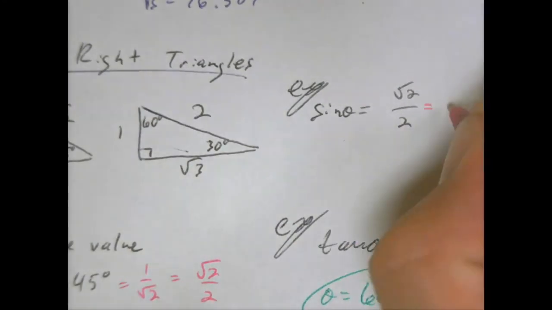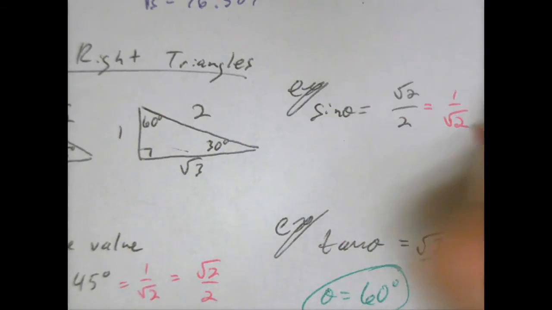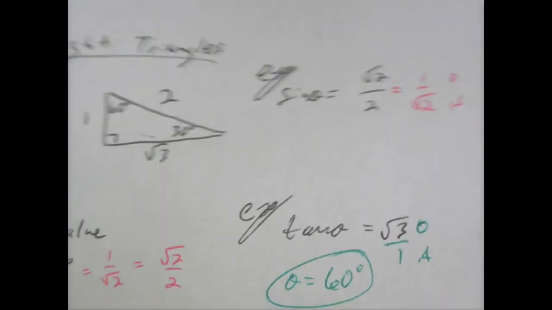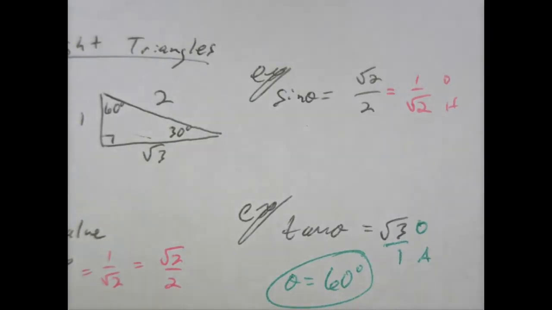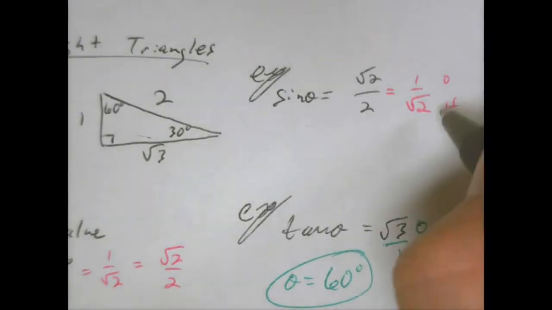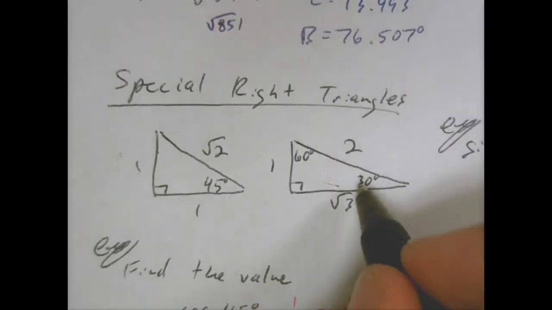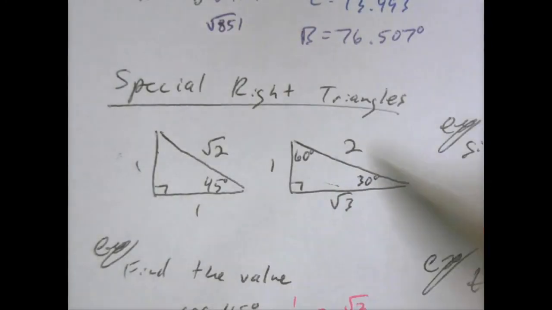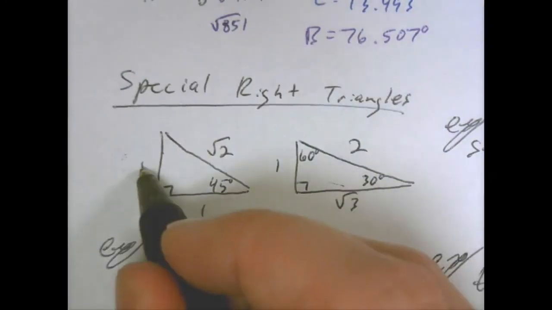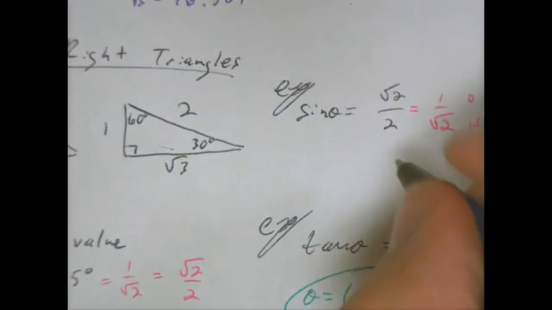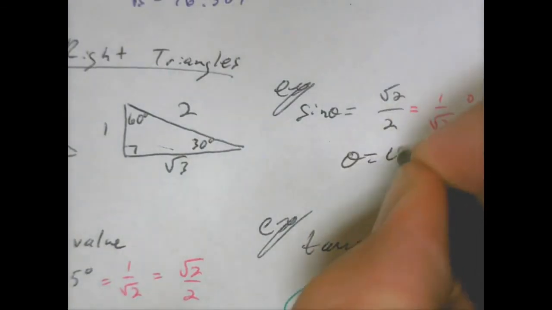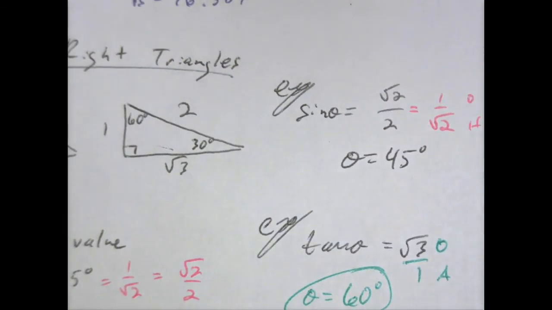So this one was probably rationalized, so it probably came from 1 over square root 2, which means this is your opposite side and that's your hypotenuse, since we are dealing with sine. So for my opposite side to be 1 and my hypotenuse to be square root 2, from 45 degrees, theta equals 45 degrees. Yay, I did another problem.